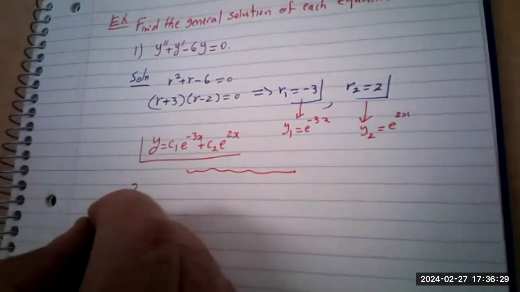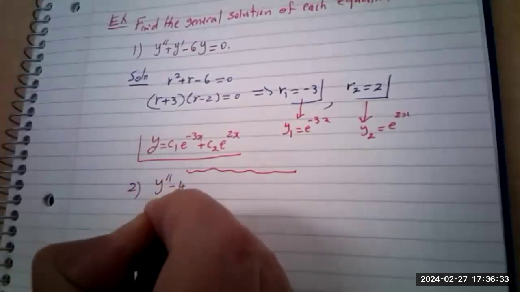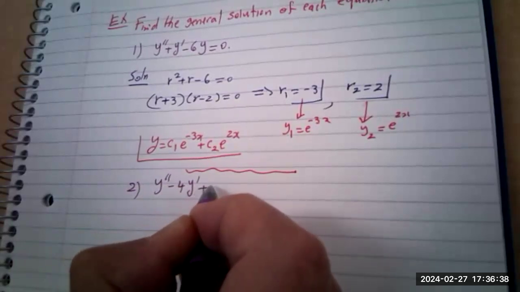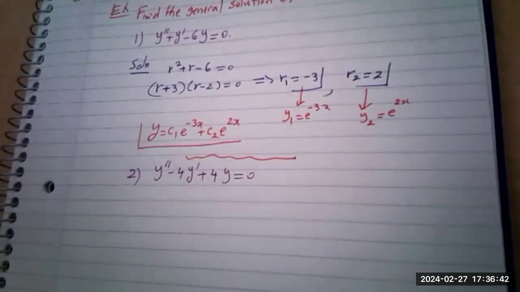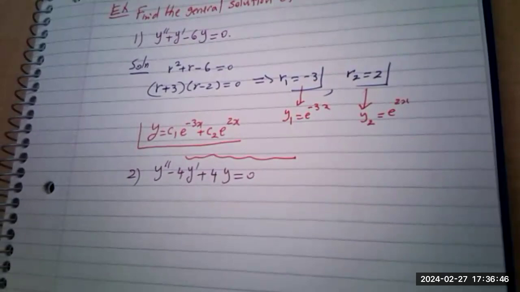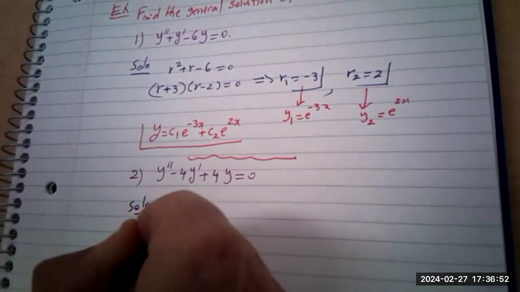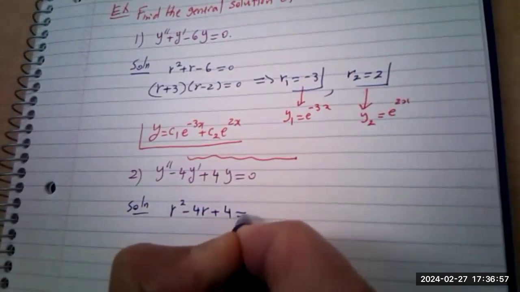Next one is this one, y double prime minus 4y prime plus 4y equal to 0. A differential equation with constant coefficients. So for the characteristic equation, r squared minus 4r plus 4.